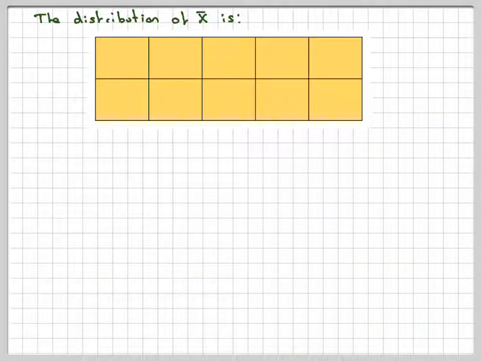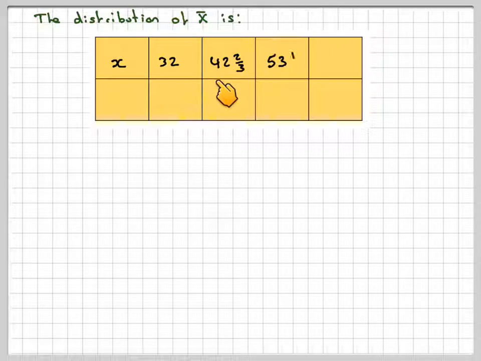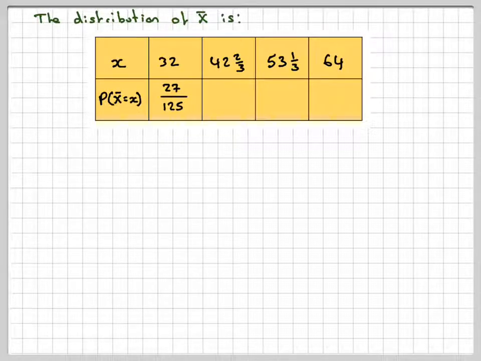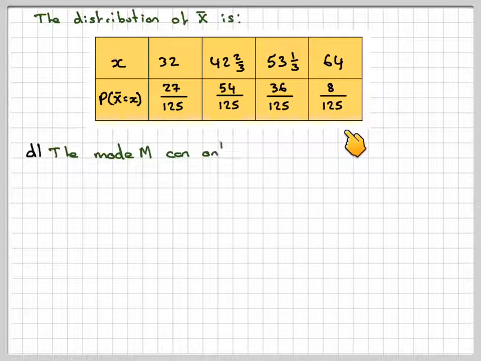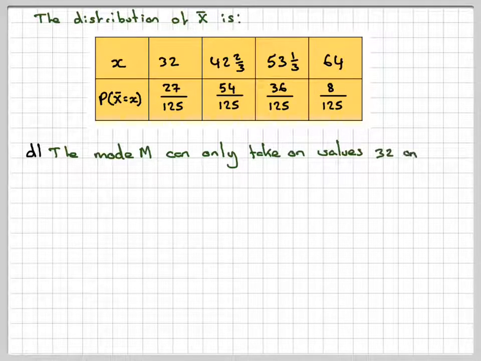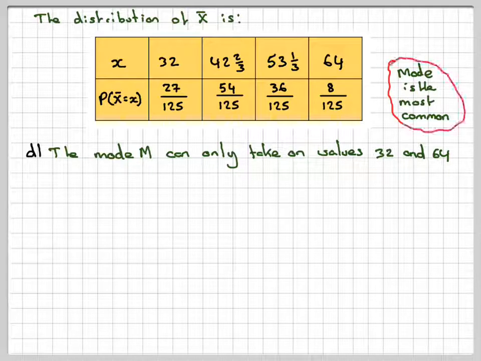Then writing out the distribution of x bar, well, it can take on 32, 42 and 2/3, 53 and 1/3, and 64. The probability that x bar is equal to x is 27 over 125, 54 over 125, 36 over 125, and 8 over 125. Now the mode can only take on the values 32 and 64 because the mode is the most common.